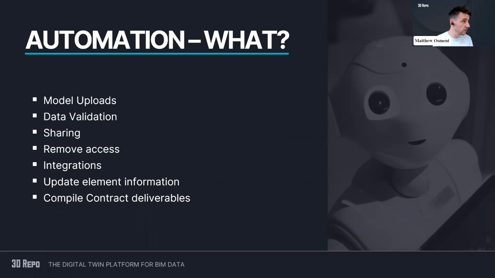And then sharing. You could have hundreds and hundreds of people on a job, and depending on what models change and what the changes are, you might want to distribute those models to different people. You might also need to remove access. So you've got people coming and going from jobs, coming and going from subcontractors, from consultants. We need to be able to remove those quickly.